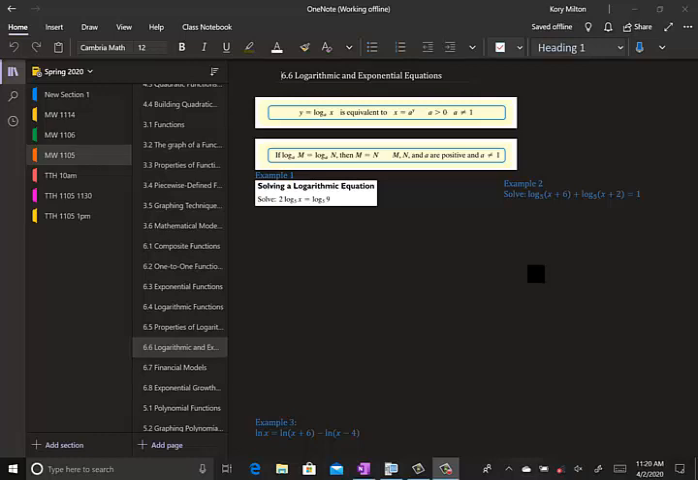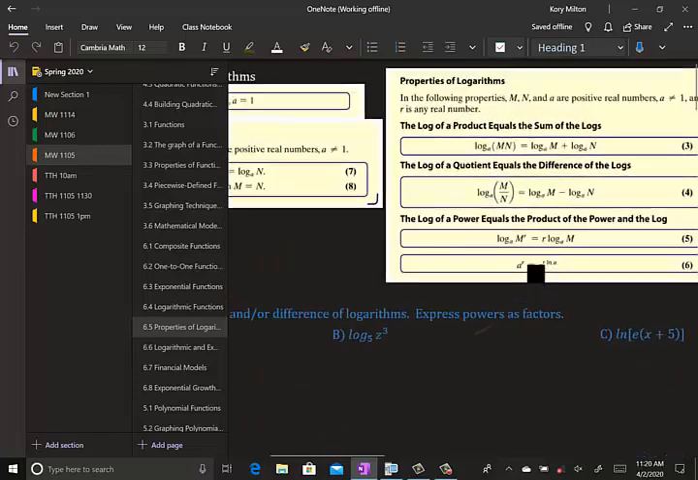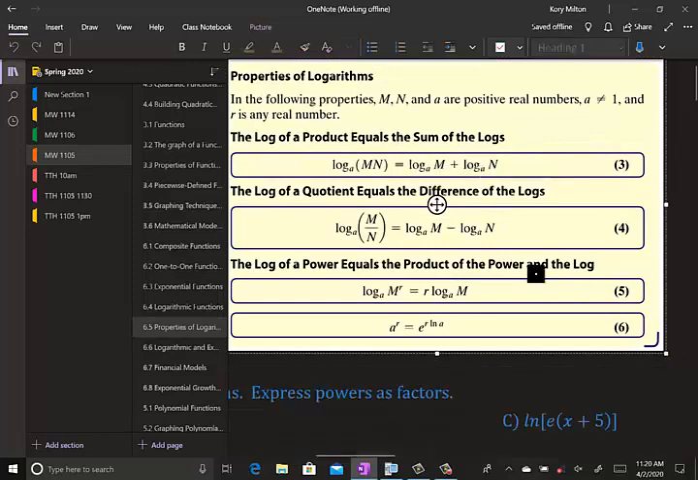6.6 logarithmic and exponential equations. So what we're going to be doing today is going to pull a lot from 6.5. So these properties right here, we're going to use these to solve, okay?